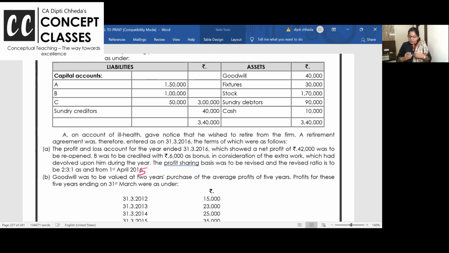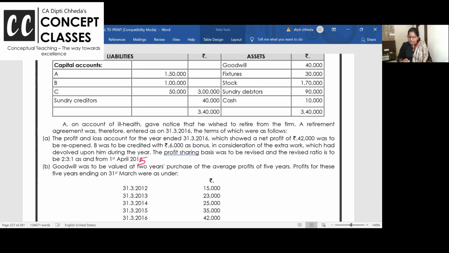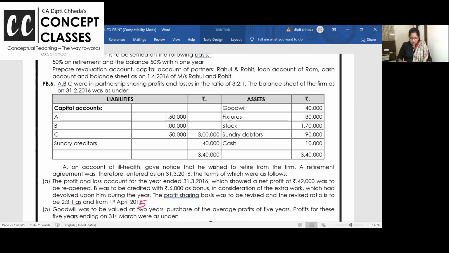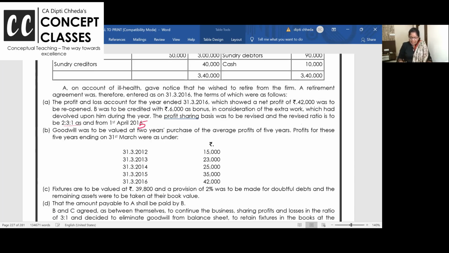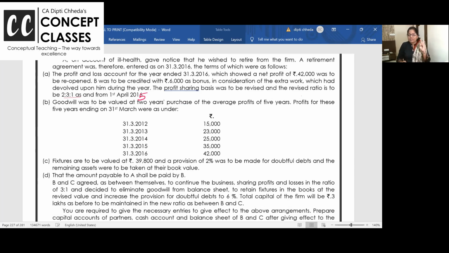A, on account of ill health, gave a notice that he wished to retire. So which PSR will we take? 2:3:1. The old PSR was 3:2:1. I hope you are getting it. Goodwill you have to take by average profit. Fixtures are to be valued and provision is to be made. So these two items will come in the revaluation account.